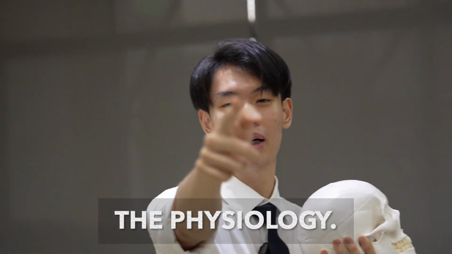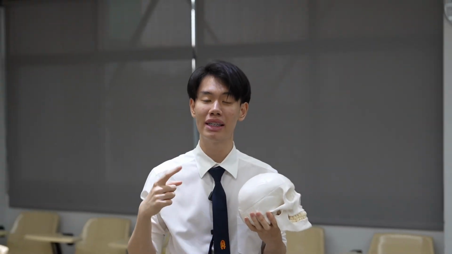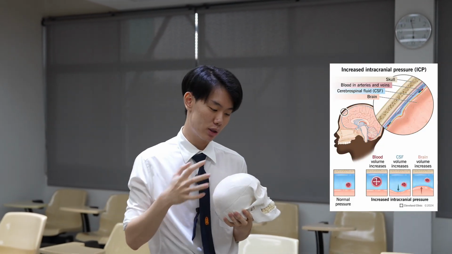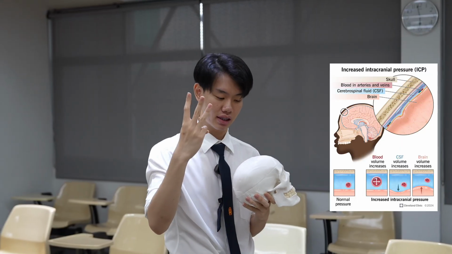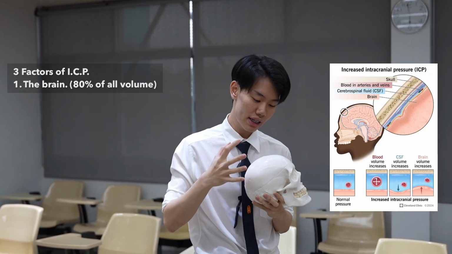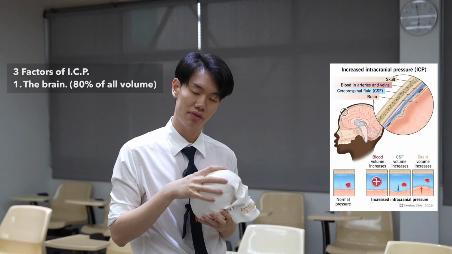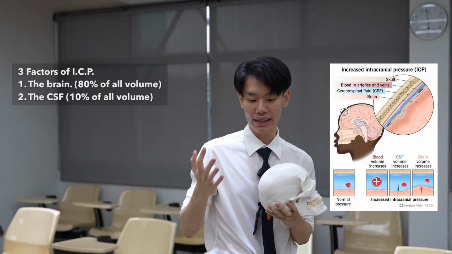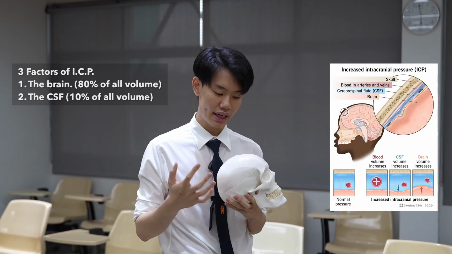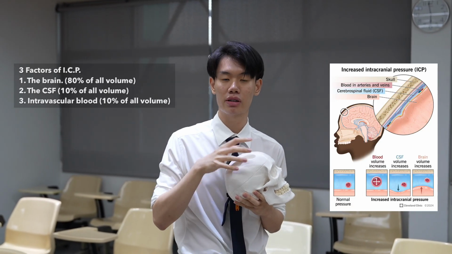Welcome to the physiology part of the lesson. The first word we need to know in this lesson is ICP. ICP, or intracranial pressure, is the pressure in the skull, which is determined by three factors. The first one is the brain itself, which is about 80% of the volume. The next one is cerebrospinal fluid, or CSF, which is about 10% of the volume. And lastly is the intravascular blood, which is the blood from the veins and arteries in the cranium, which accounts for about 10% of the total volume.